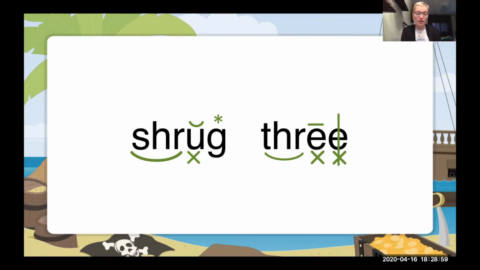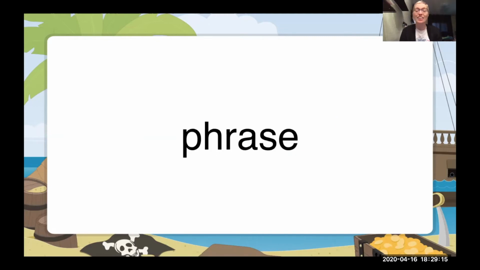The THR digraph blend is found in many words such as three, thrown, and thrust. The digraph PH can also join the consonant R, and it turns that digraph PH, which is f, into fur, such as the word phrase. So we are going to go ahead and prove this word together.